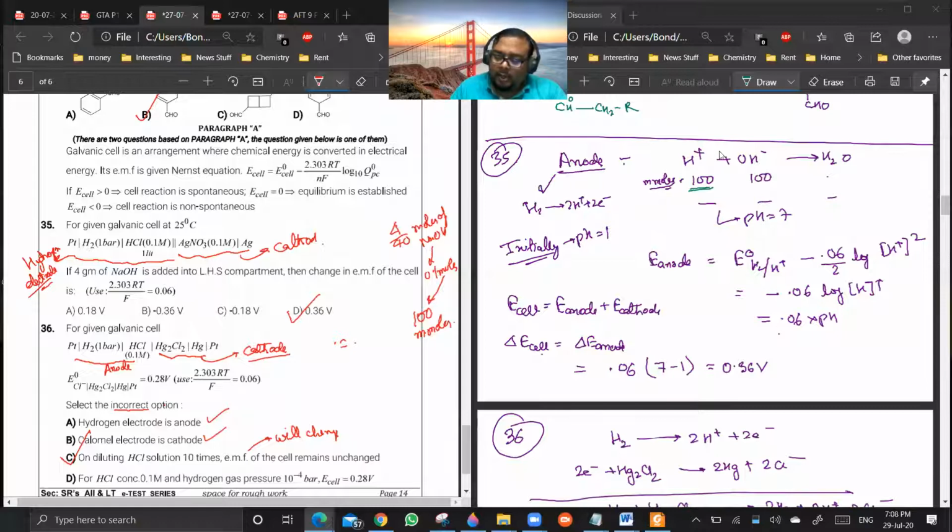Okay. Now you see, once you put OH minus, H plus and OH minus will combine. So you have 100 millimoles of H plus, 100 into 0.1, and 100 millimoles of OH minus, which we are getting from here. So the net pH will become neutral. Are you getting my point? Yes or no?